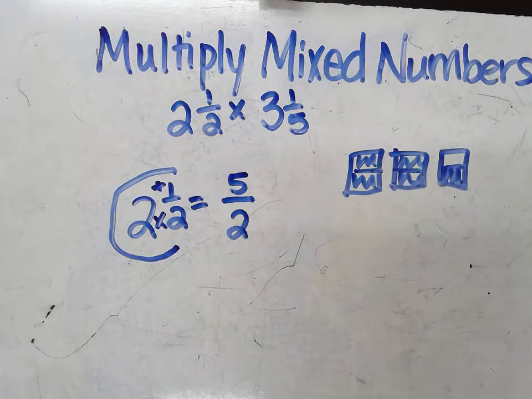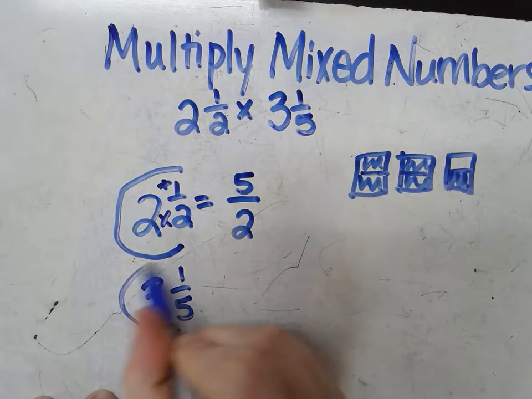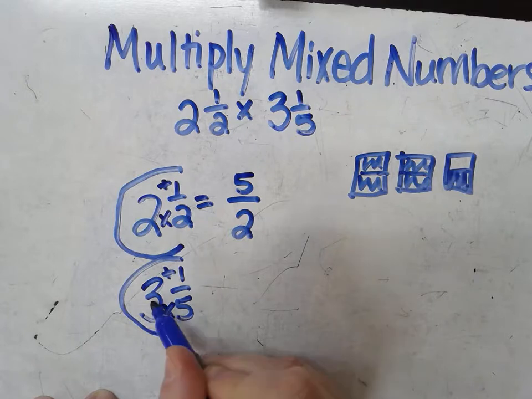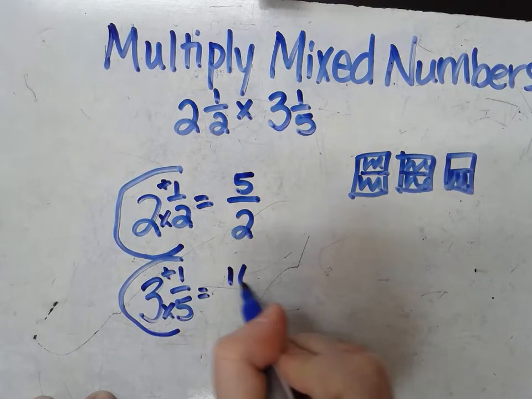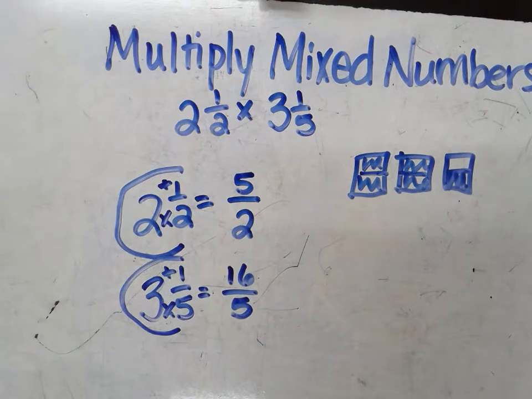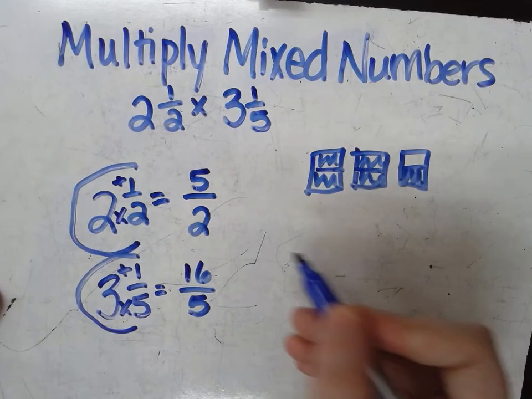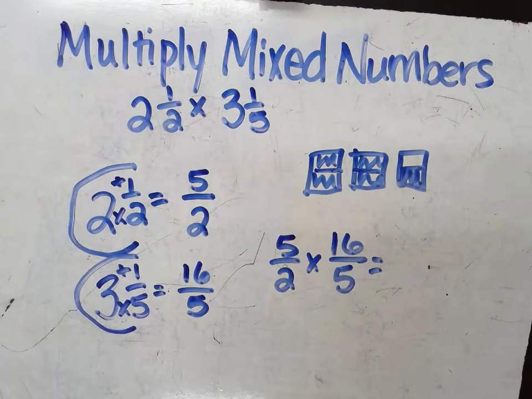And then I'm going to change 3 1/5 into an improper fraction. So 5 times 3 is 15, plus 1 gives me 16 fifths. Denominator stays the same. Now all I have to do is multiply straight across. So 5 halves times 16 fifths equals, well, I'm going to have to do a little bit of work here.